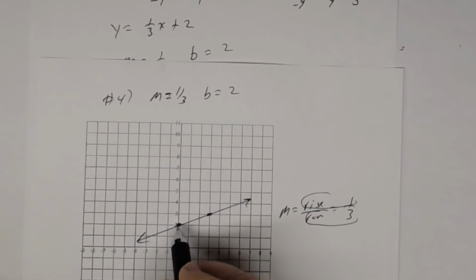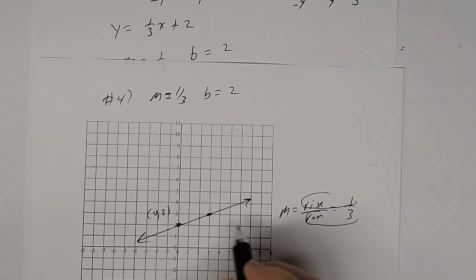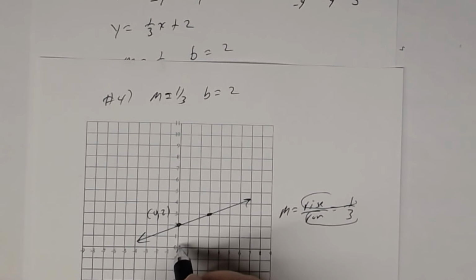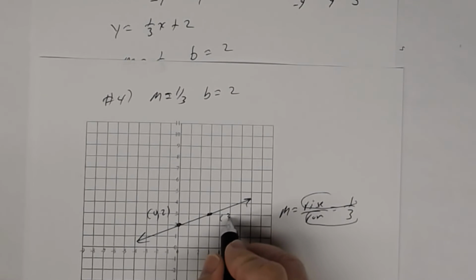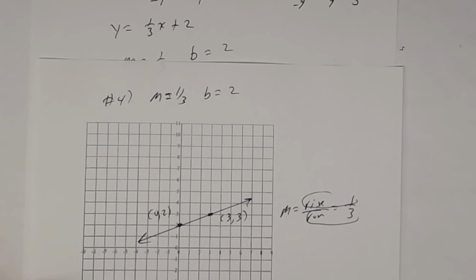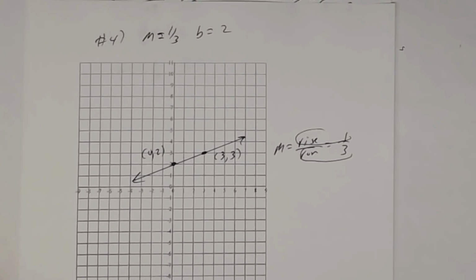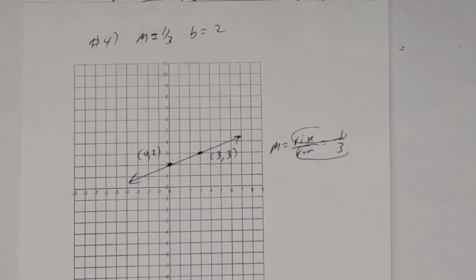So this y-intercept right here is (0, 2). And then this point right here, sorry, from the origin, go to the right 3 and then up 3. So that's (3, 3). All right, so that's number 4. Not a difficult problem, right? Very, very simple concept. All right, let's look at one more, number 5.